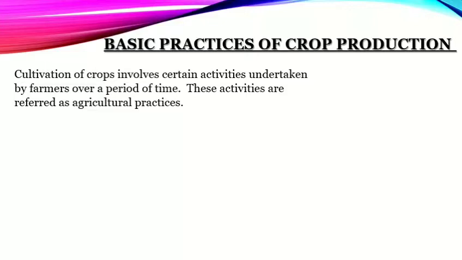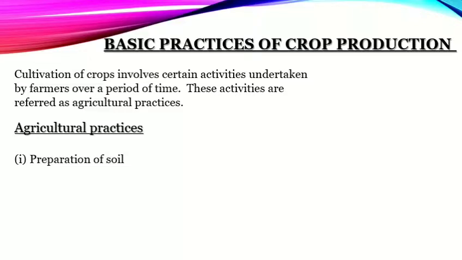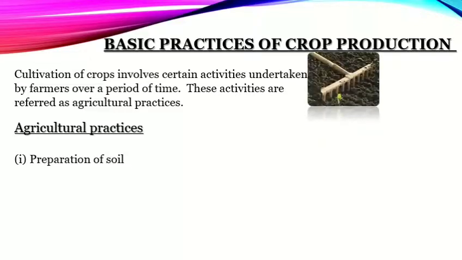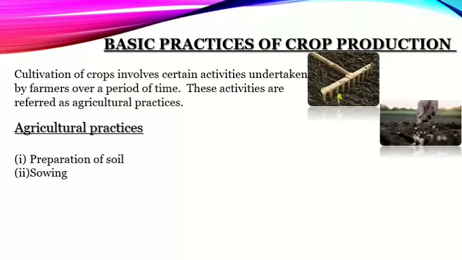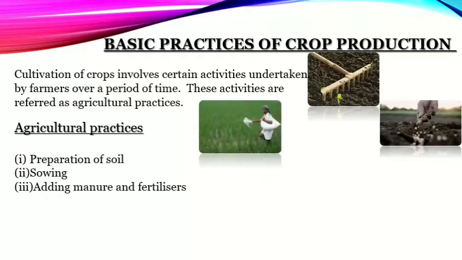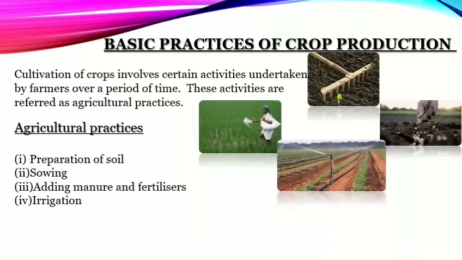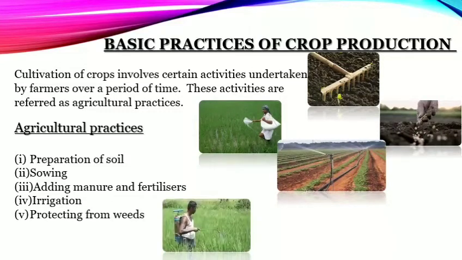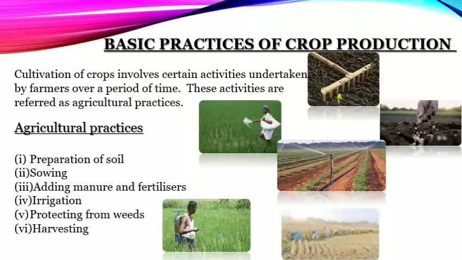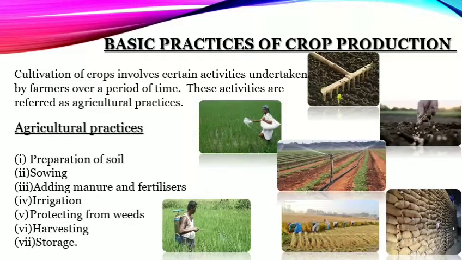Cultivation of crop involves certain activities undertaken by farmers over a period of time. These activities are referred to as agricultural practices. The activities involved are preparation of soil, sowing, adding manure and fertilizers, irrigation, protecting from weeds, harvesting, and storage. Agricultural practices should be followed in order to have enhanced crop production.